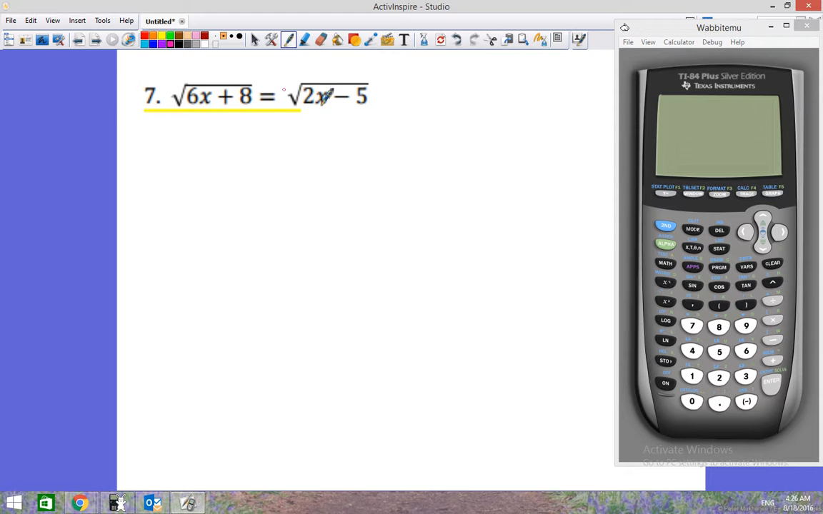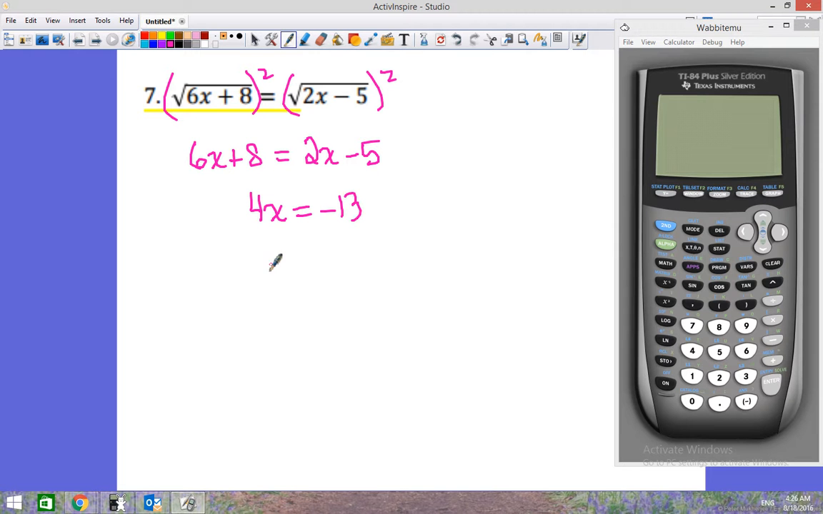But here with just a radical equal to a radical, it's actually one of the easier situations, because when we square each side, we get rid of the radical. So we've got 6x plus 8 equals 2x minus 5. We've got 4x. If I take away 2x from each side, and subtract 8 from each side.